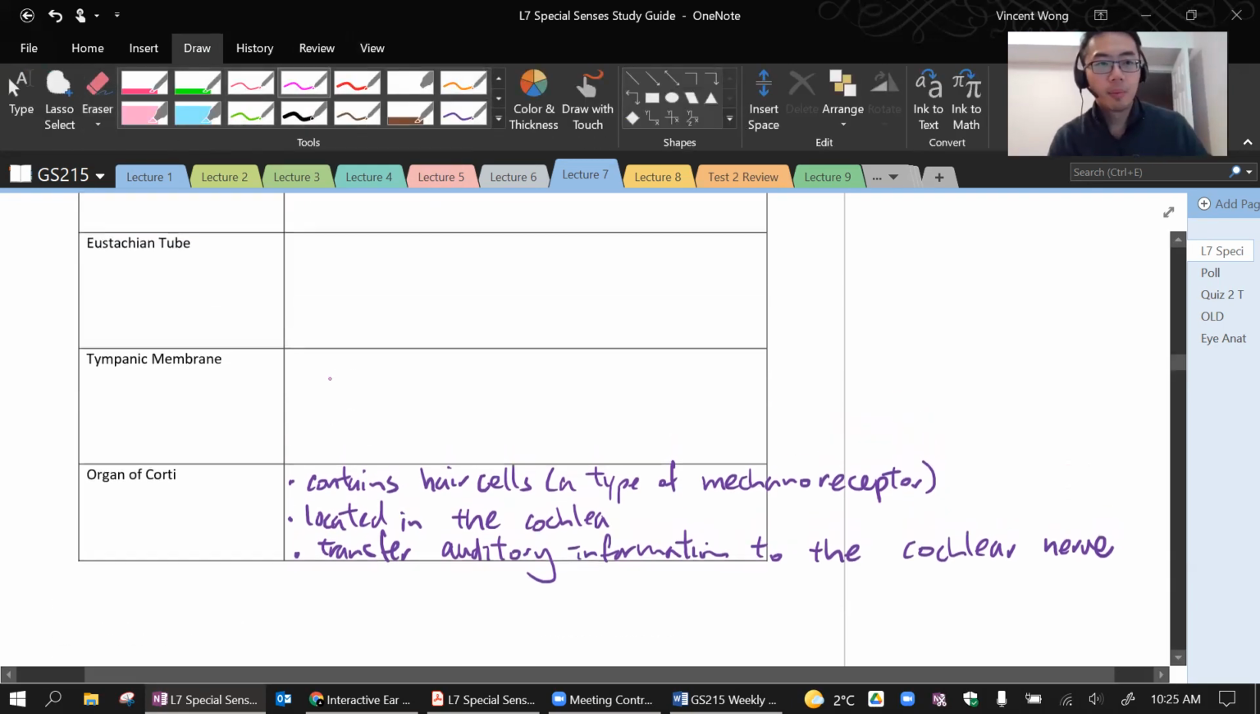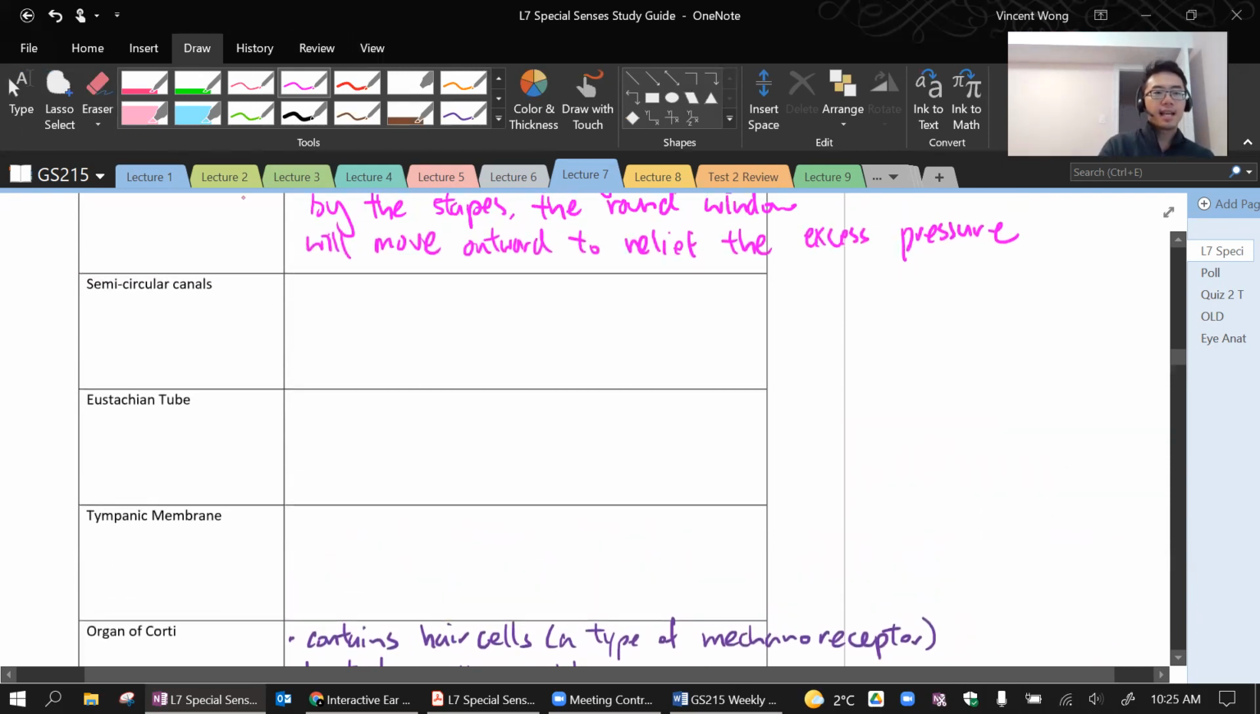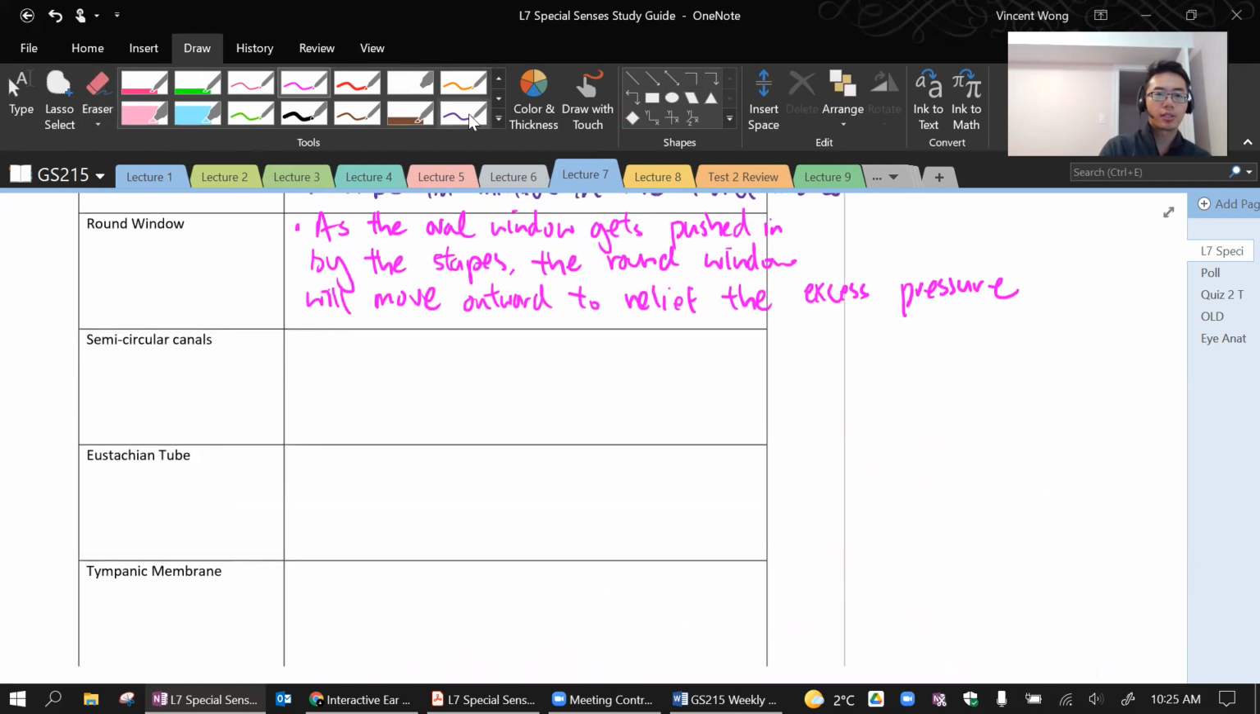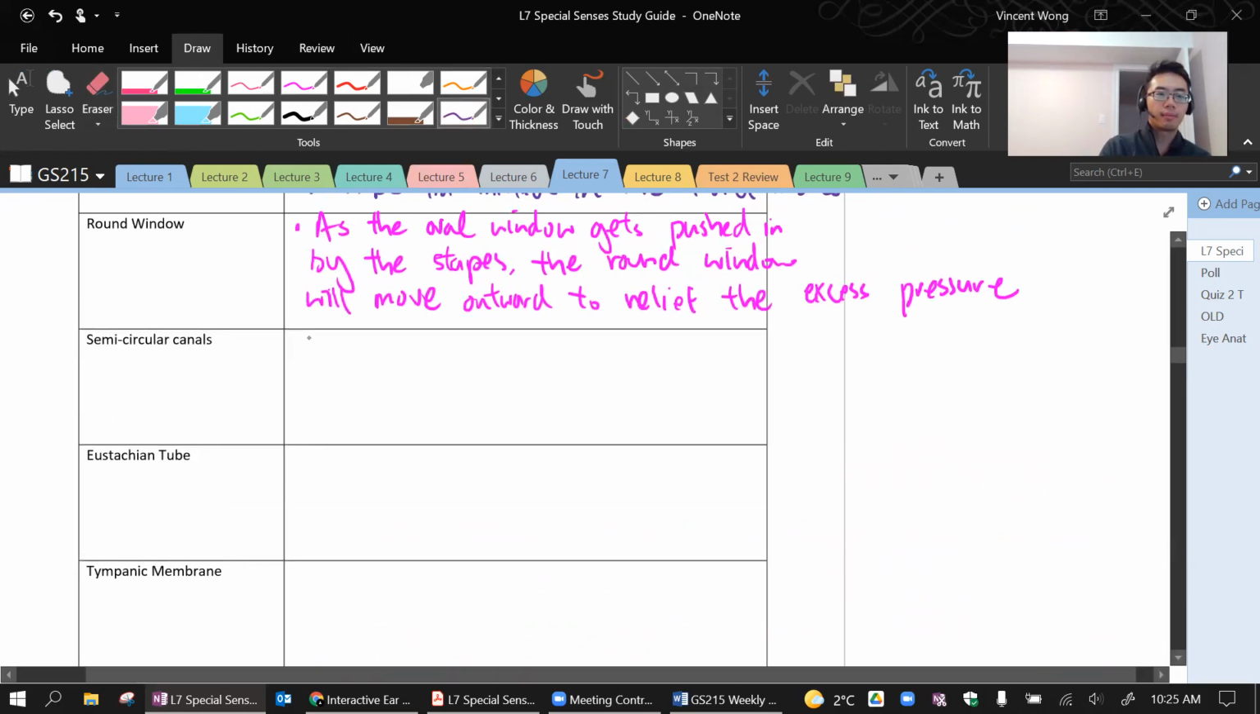All right, let's fill in a couple more. Semicircular canal. What is the semicircular canal and what does it do? We talked about it already. The semicircular canals detect head movement.